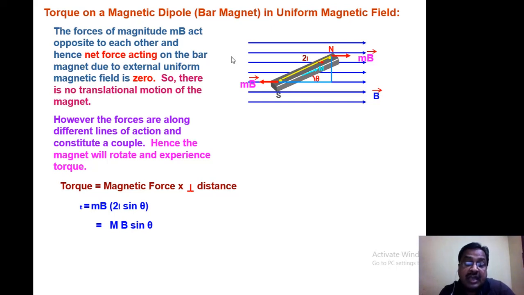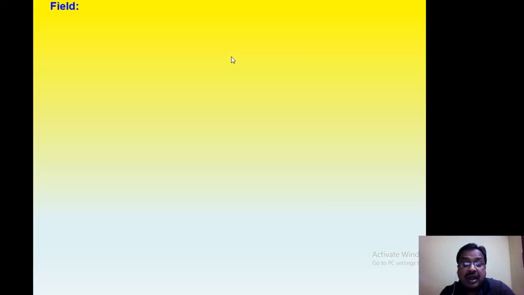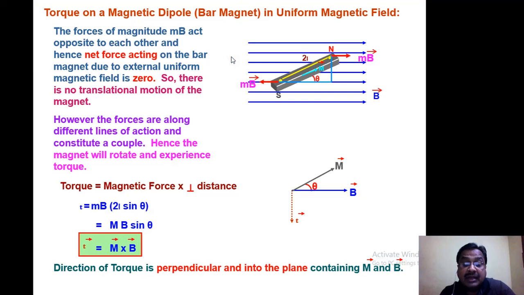So the torque T acting on the dipole will be small m B into 2L sin theta. But you know, small m into 2L is nothing but the magnetic dipole moment. So small m and 2L together form the magnetic moment vector capital M. Small m into 2L is the magnetic moment vector capital M.